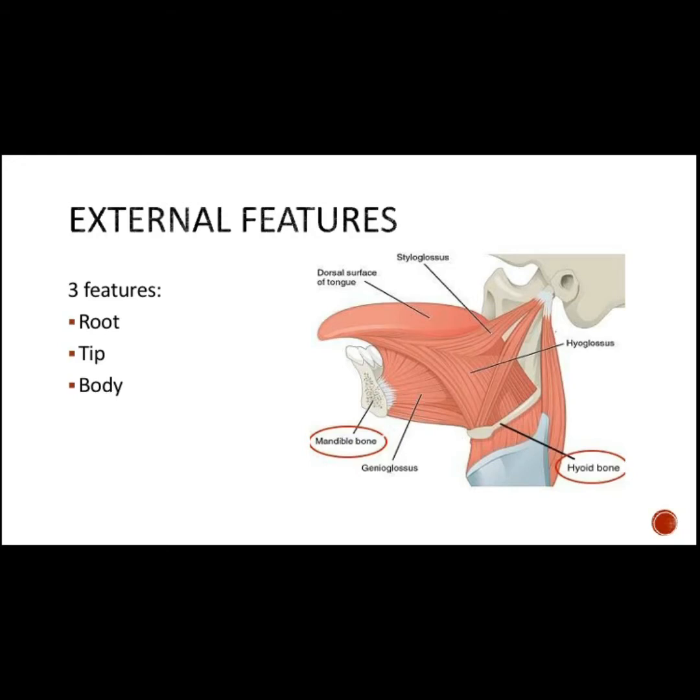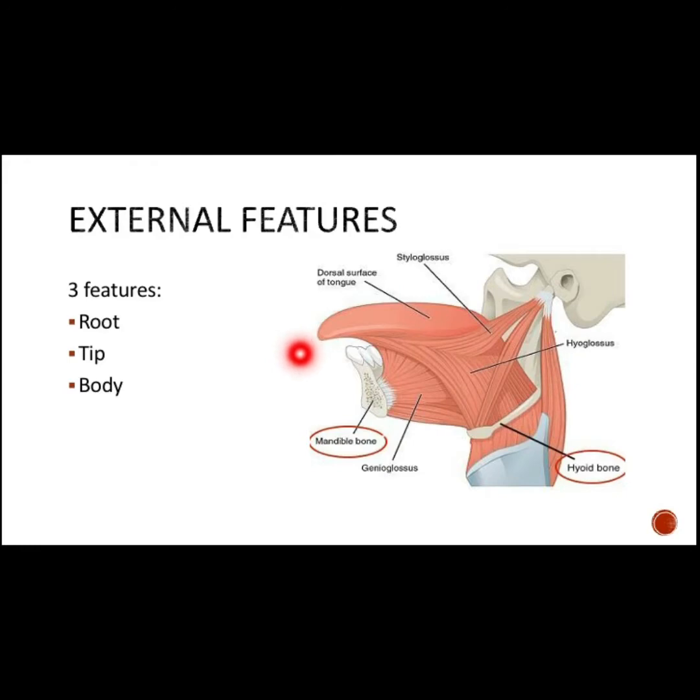It has the following three features, namely the root, tip and body. Root is the posterior part of the tongue which is attached to the mandible and hyoid bone by muscles. It is due to this attachment that the tongue is not swallowed during deglutition. Tip is the anterior free end of the tongue which touches the central incisors at rest.